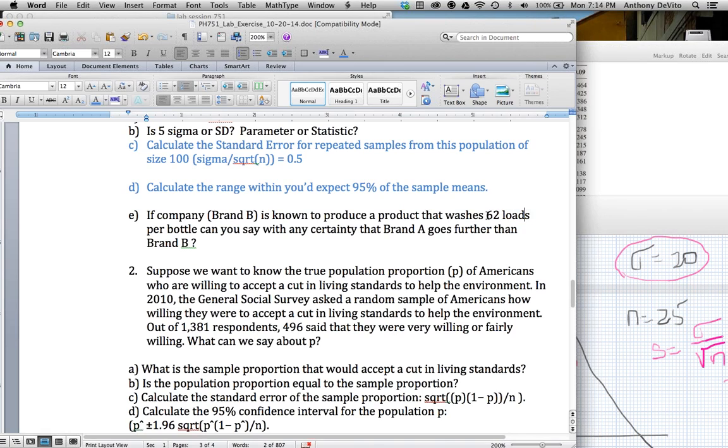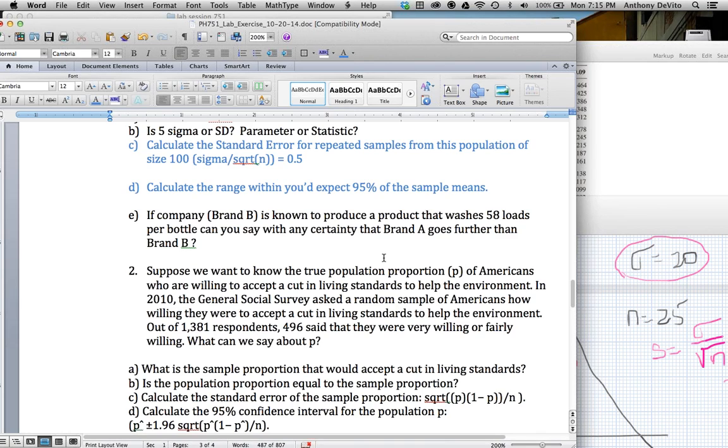Okay, now, if I had said that they make a product that washes 58 loads and our average was 57, could I say with 95% certainty that they're different now? No, because it's within the range of my level of certainty. In other words, I can't say it's outside of the range where I would expect, with 95% probability, my real mean to be. Okay, that's what we call a confidence interval.